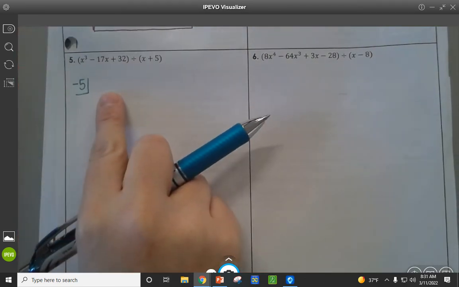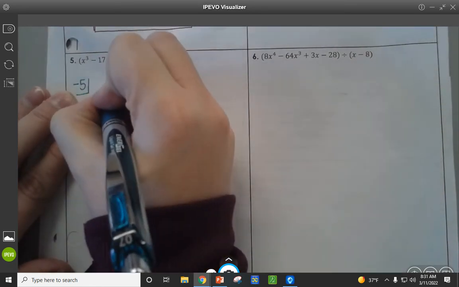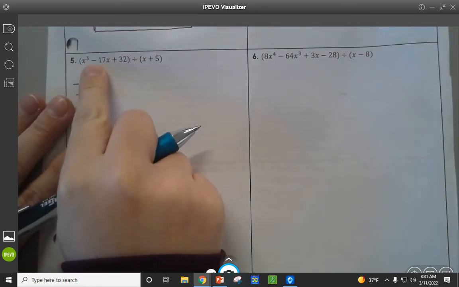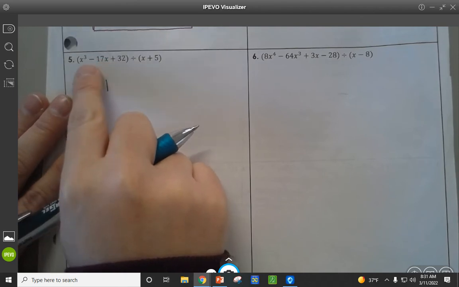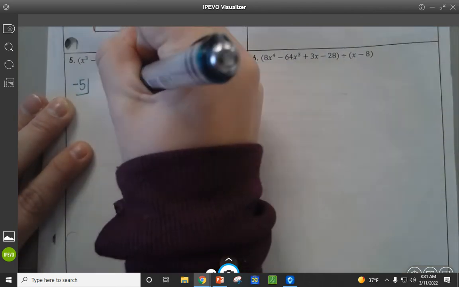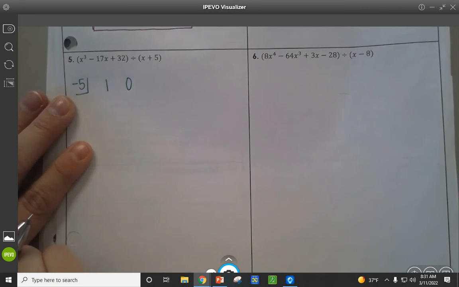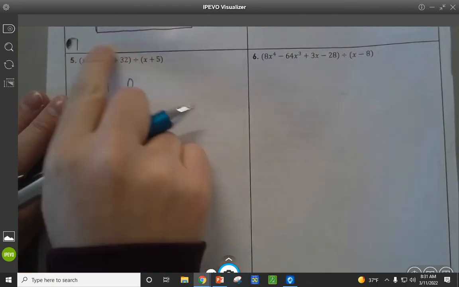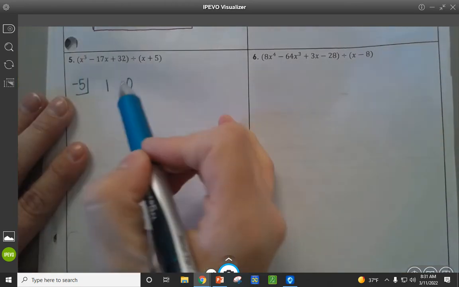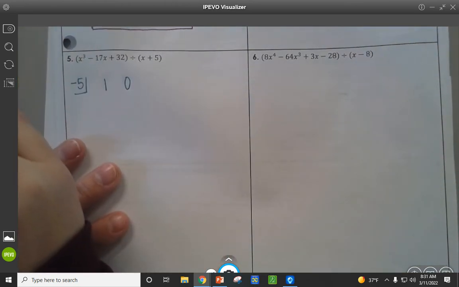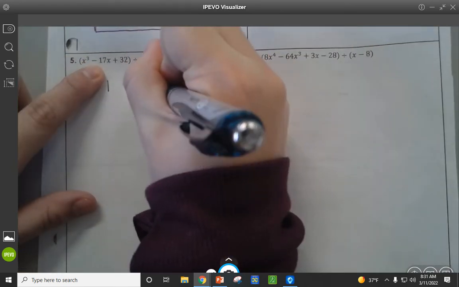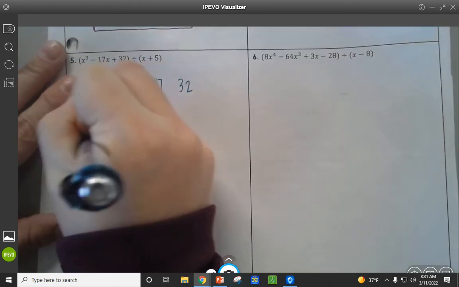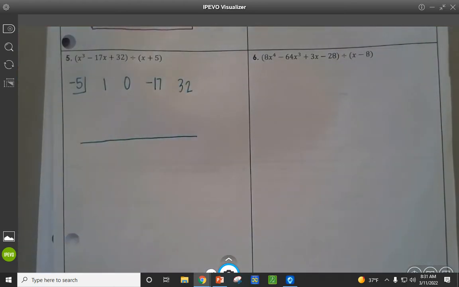Now, across the top, we're first going to have a 1. But notice how we are missing an x squared. I go from x cubed to x. You have to put in a 0 for the x squared. So you always have to be looking for a missing term, and a 0 has to go in to hold that place. So we have 1, 0, -17, 32. And then everything else is the same.